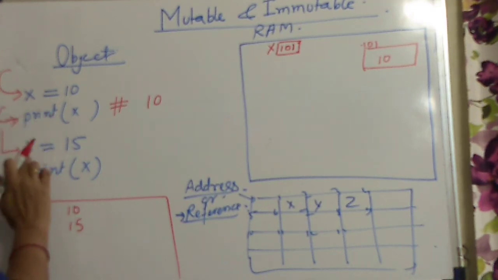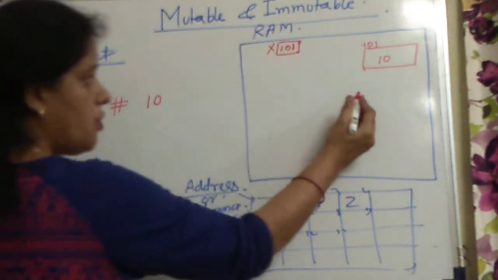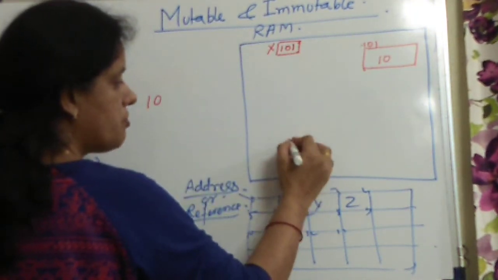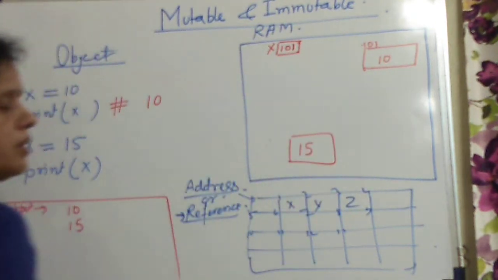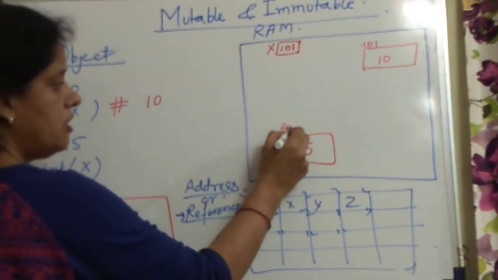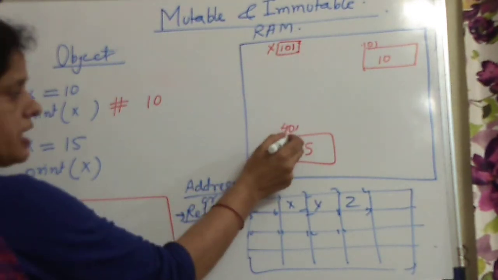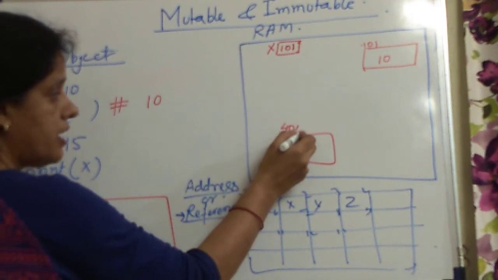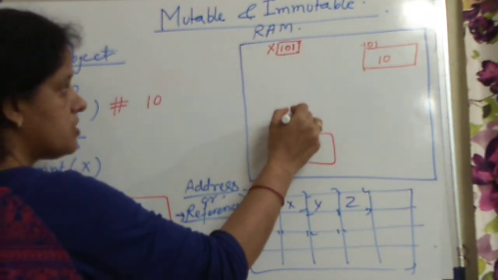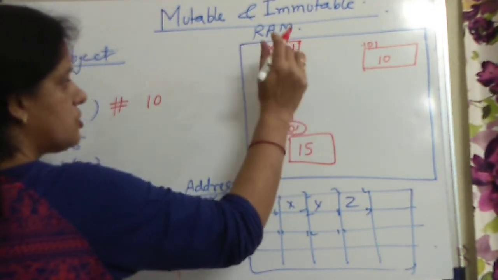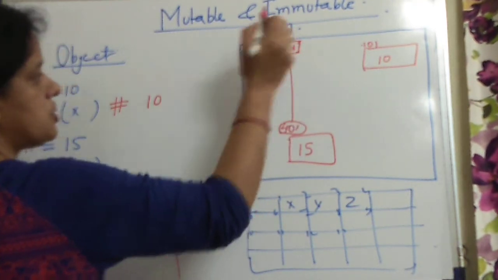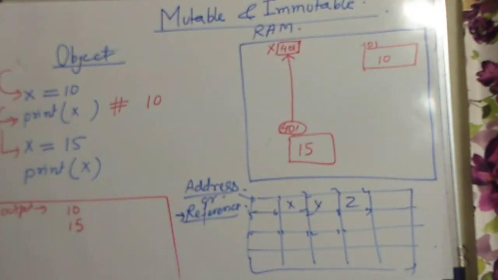So what will happen in this line? You just see x equals 15. 15 will not be stored here. 15 will be stored somewhere else, another location of the memory, right? Suppose this location's address is 401. And now this address will be assigned to x. So now x will hold 401 instead of 101, clear?